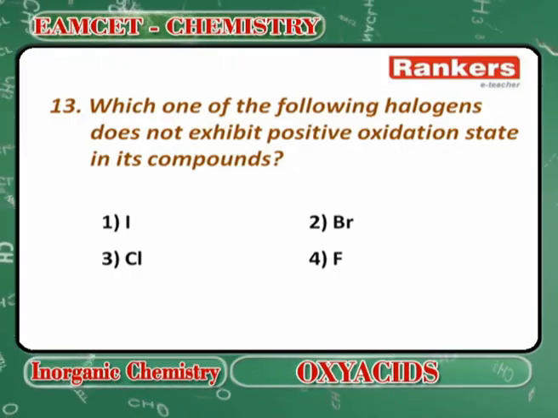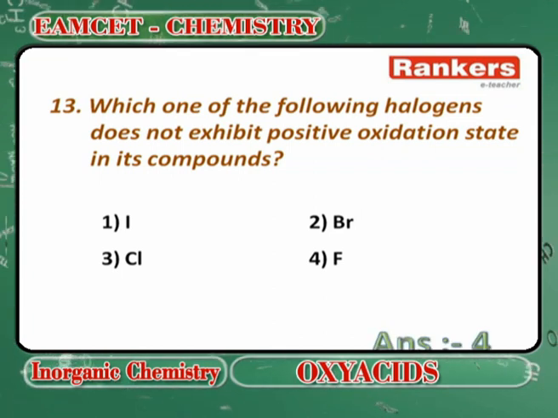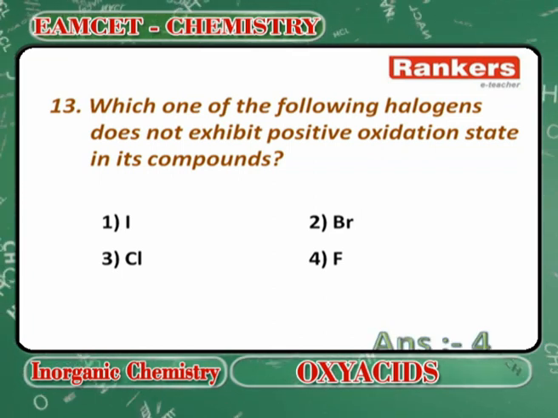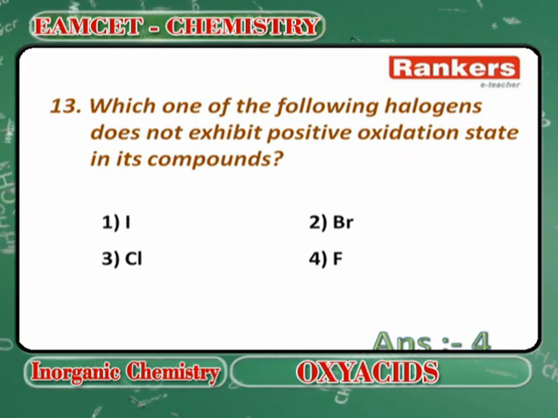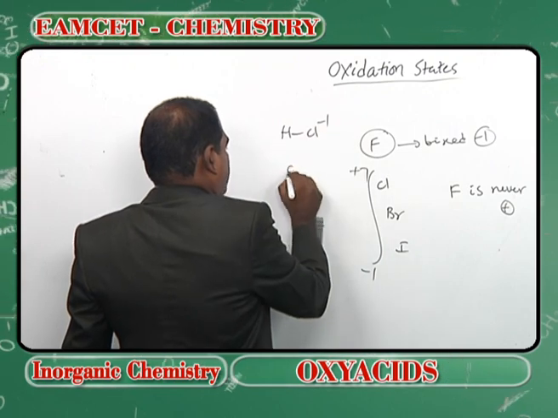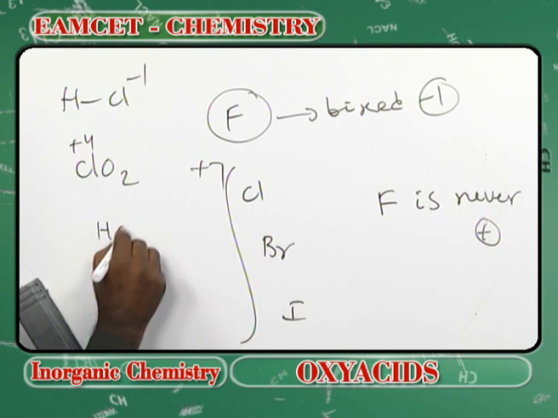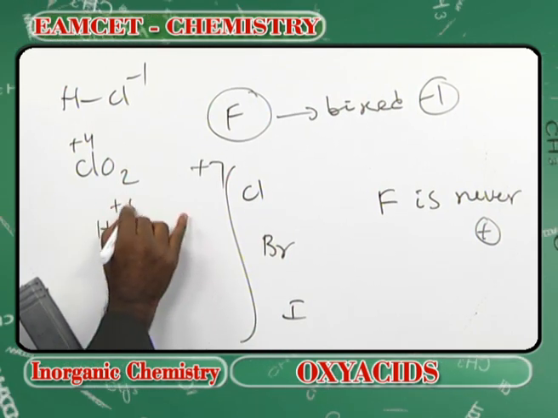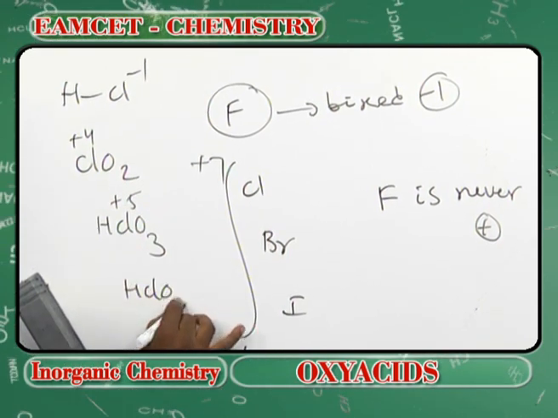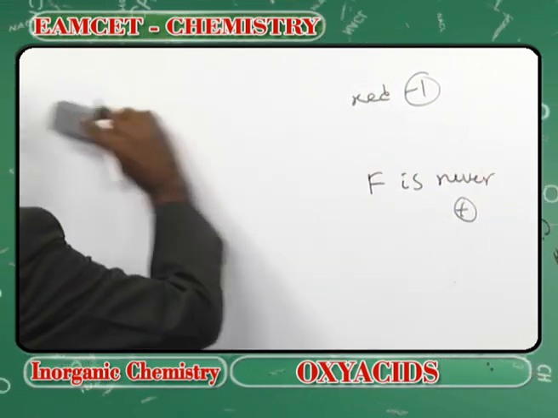So look at that question. Which of the following halogens does not exhibit positive oxidation state? Fluorine. Chlorine, they exhibit minus 1 to plus 7. All kinds of oxidations. HCl, it is minus 1. ClO2, it is plus 4. HClO3, it is plus 5. HClO4, we have already seen plus 7. So we have minus 1, plus 3.